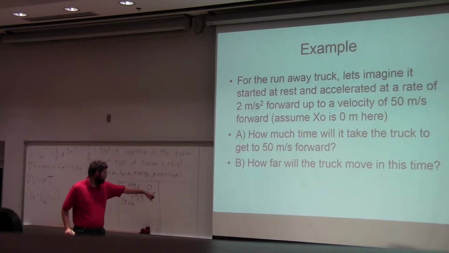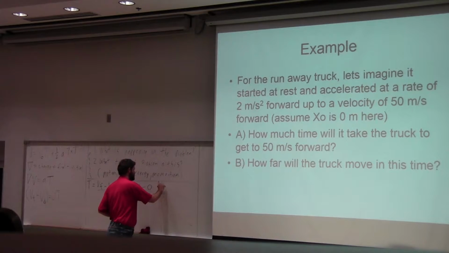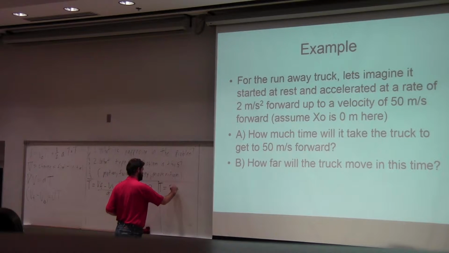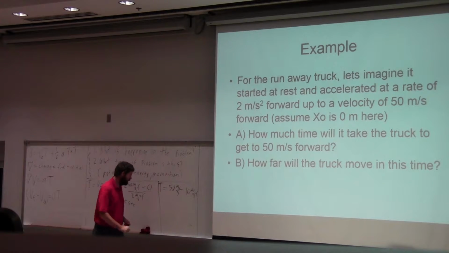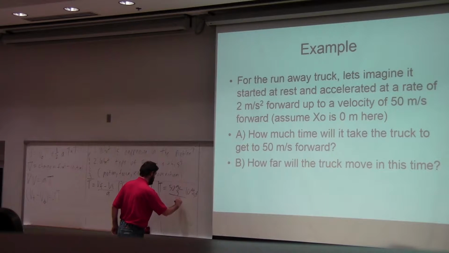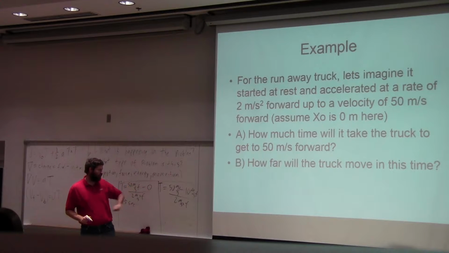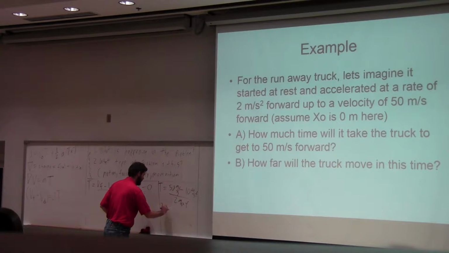Now, for this one, same setup. Because it's basically the same problem, I just have one extra number. I told you the initial velocity was 10 forward. Same acceleration. So we have 50 minus 10, which is 40, divided by 2, which is 20.